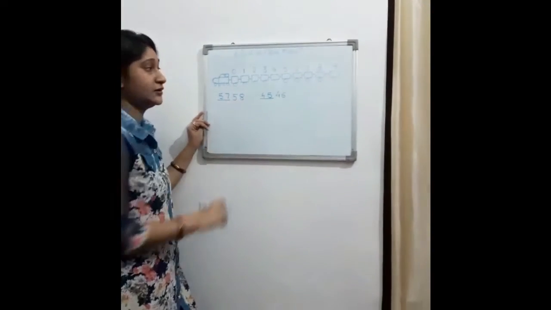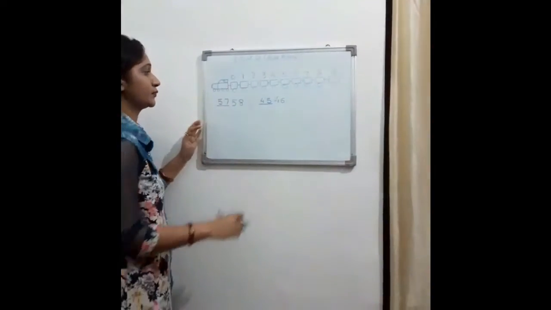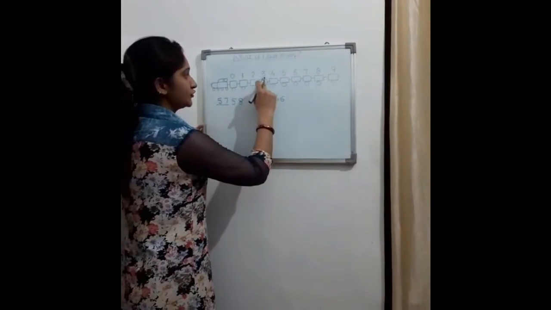Okay. Now children, let us take one more example. Okay. I will take 3 and 0.